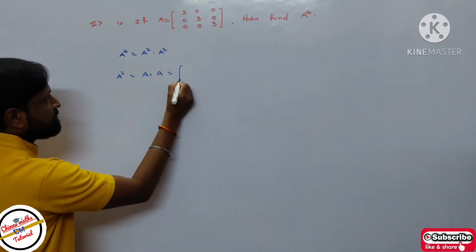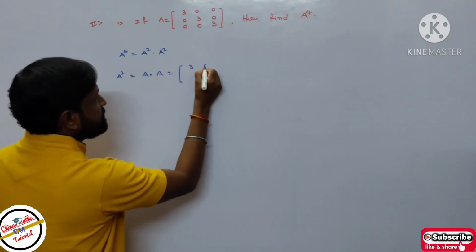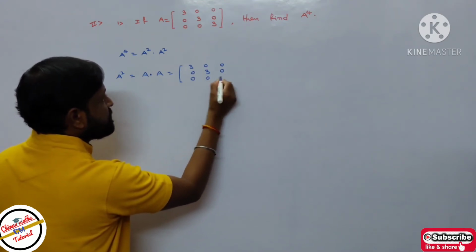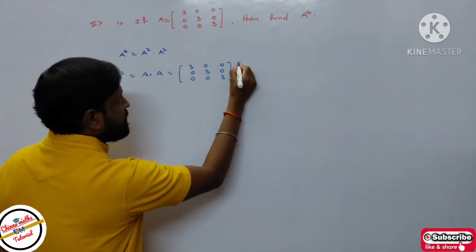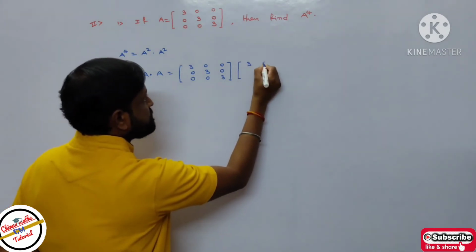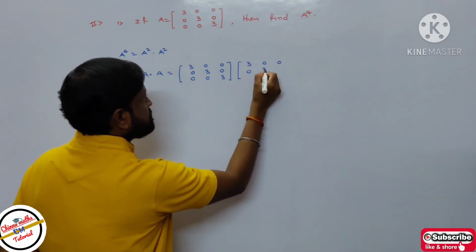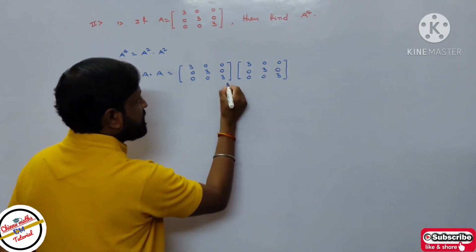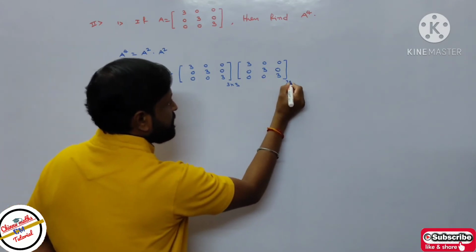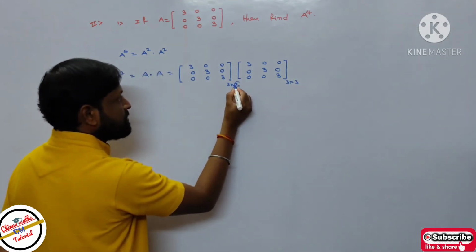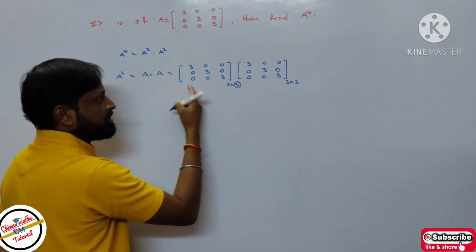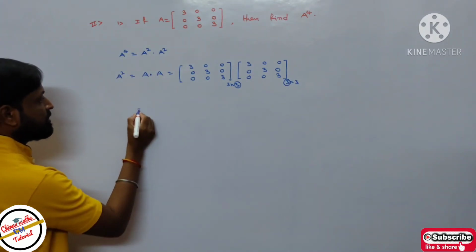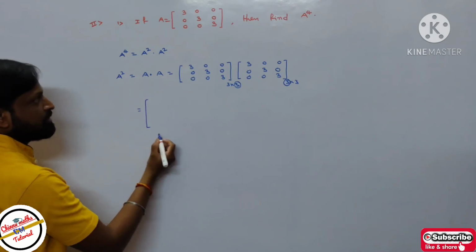So that means [3 0 0; 0 3 0; 0 0 3] into the same matrix. Both are 3 by 3 matrices. So the number of columns in the first matrix is equal to the number of rows in the second matrix. Then you can write the product. So directly you have to write the product.